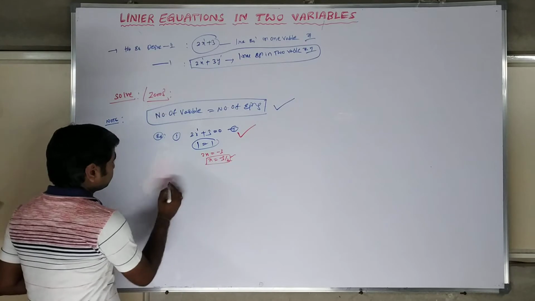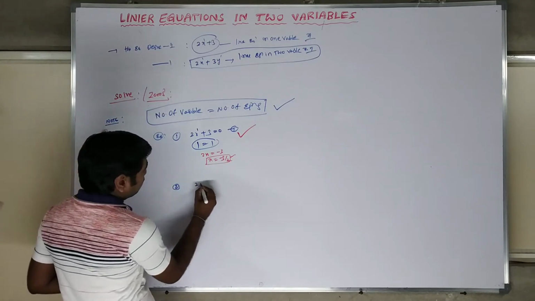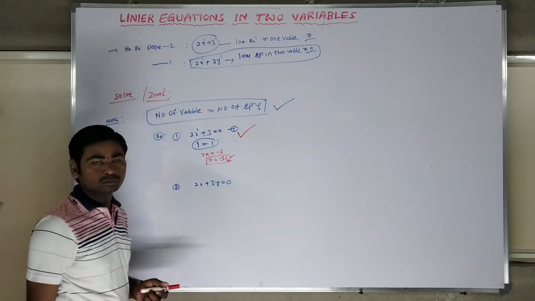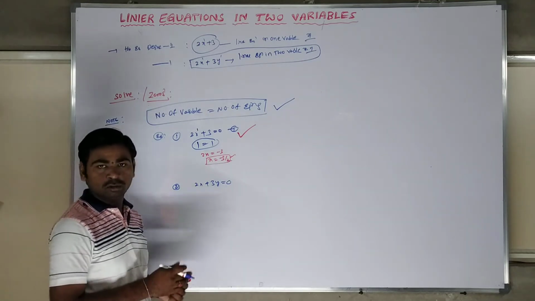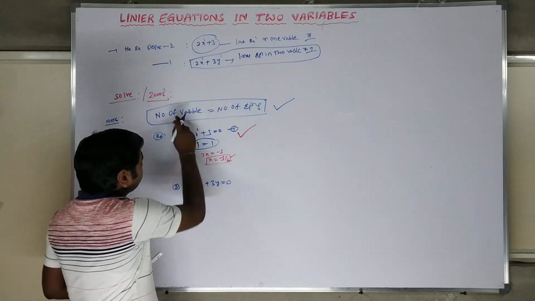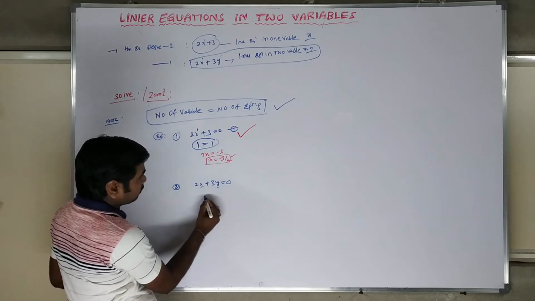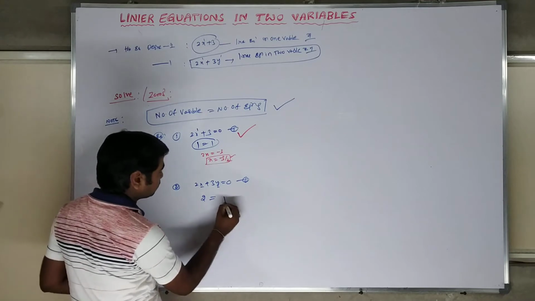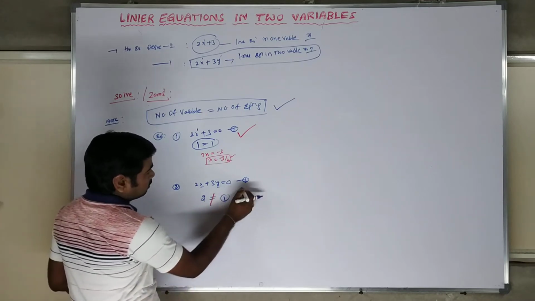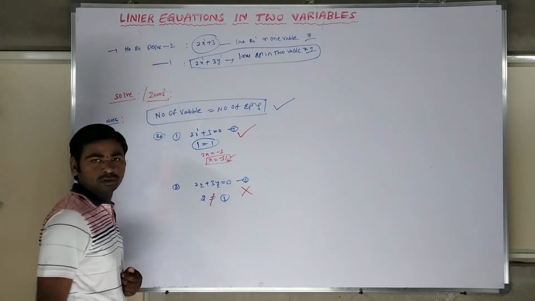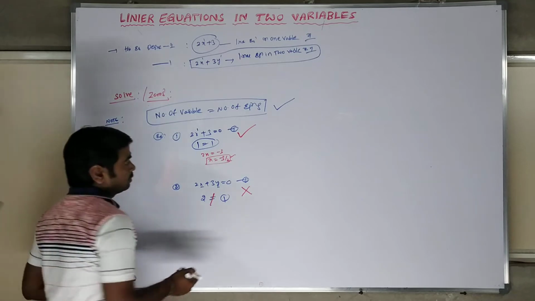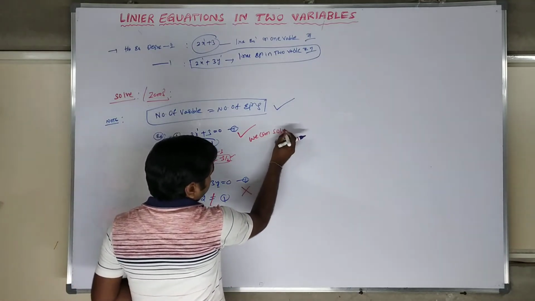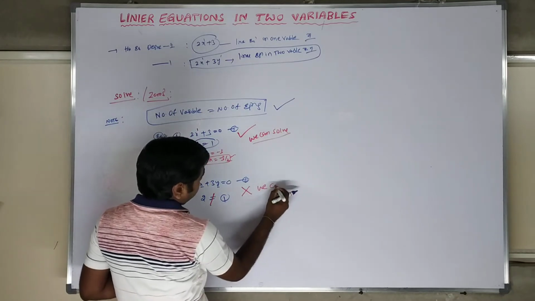Second, example number 2: 2x plus 3y is equal to 0. Please solve this equation. How many variables? x and y, two variables. But how many equations? Only one equation. Since 2 is not equal to 1, we cannot solve this.